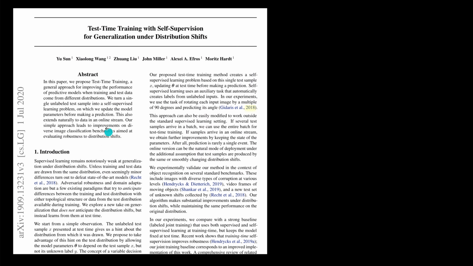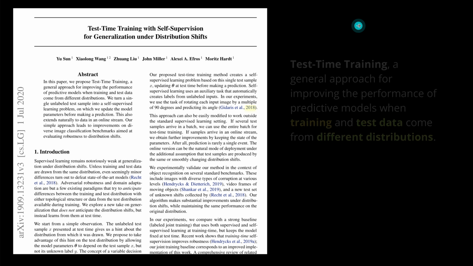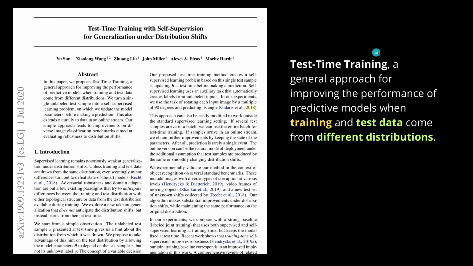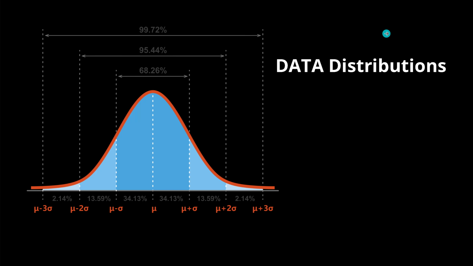Here you have the archive link, and this is beautiful. The authors examined this, and they said our test time training, as they called it, is a general approach for improving the performance of predictive models, LLMs, when the training data and the test data come from different data distributions. And they analyzed this, but let me start from the basics.